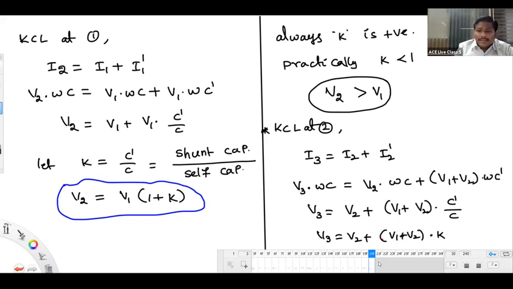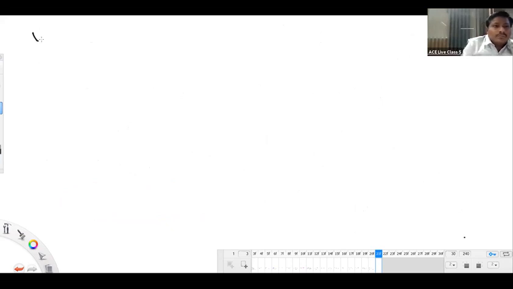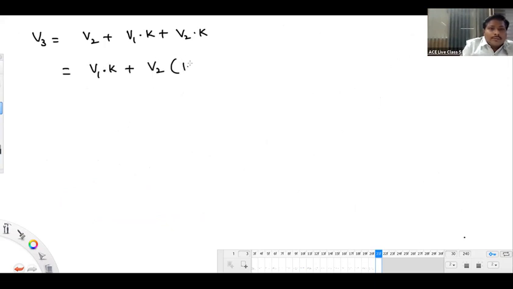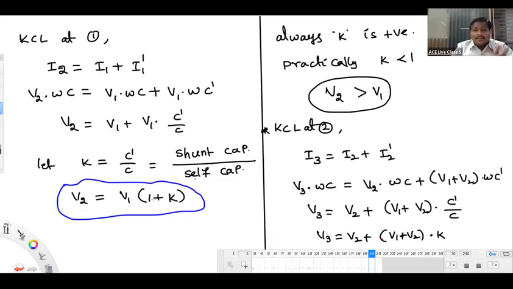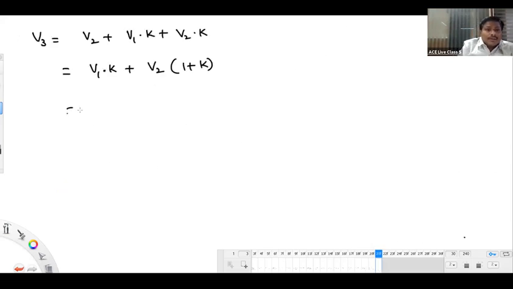So now I'll write in the next slide. V3 is equal to V2 plus V1 into K plus V2 into K. So you can write V1 into K plus you can take V2 common and you will get 1 plus K. What is that V2? V2 is V1 into 1 plus K, already we have written. So you can get here V1 into K plus V1 into (1 plus K) whole square.